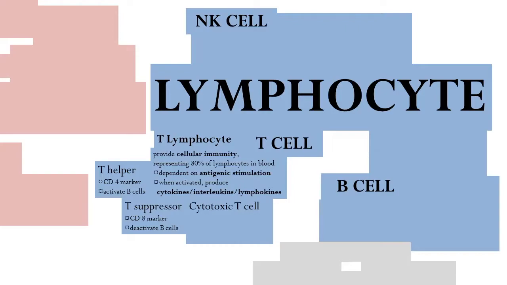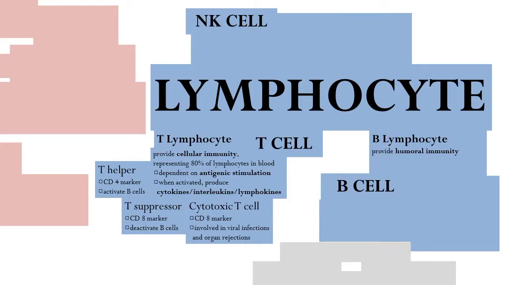What is the CD marker for cytotoxic T cells, and what are they involved in? Cytotoxic T cells have the CD8 marker and are involved in viral infections and organ rejections. What is another name for B cell, and what is its function? The B lymphocyte provides humoral immunity.